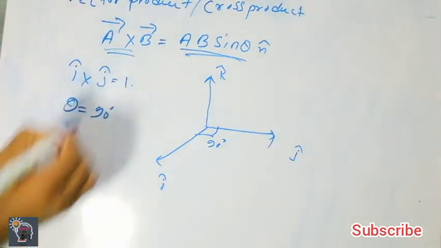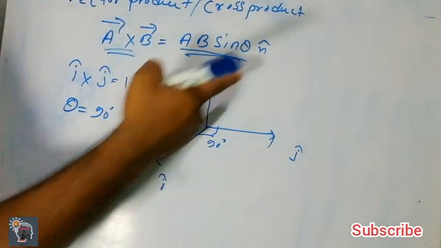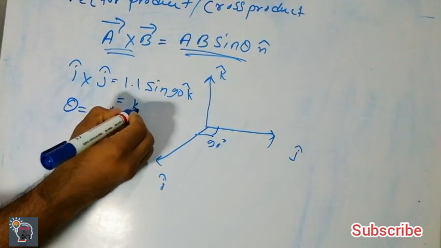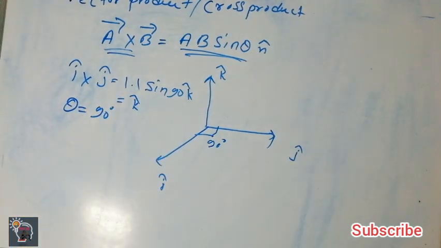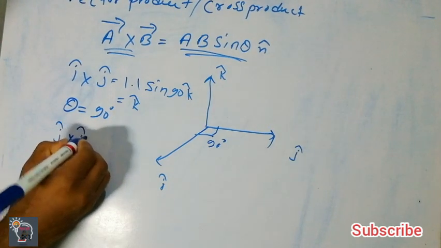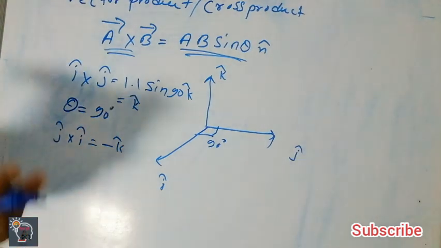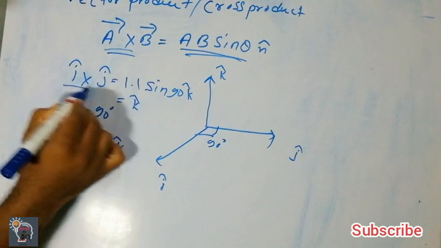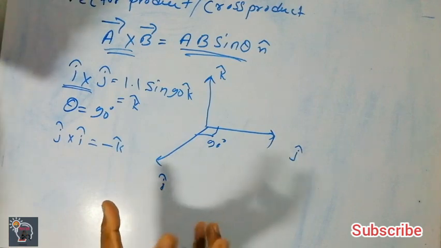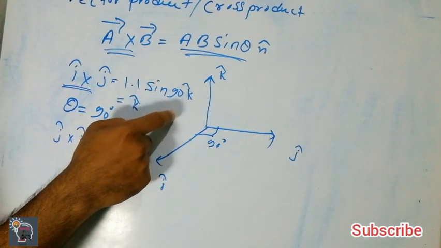So magnitude of i cap, magnitude of j cap, sin 90, and what is the n cap? n cap here is k cap. So i cap cross j cap is equal to k cap. By this formula, we can also conclude that j cap cross i cap is equal to minus k cap. Here we have to rotate a right hand screw, in this case i cross j, from i to j, along this direction, and it moves upward. So that's why the n cap becomes k cap.